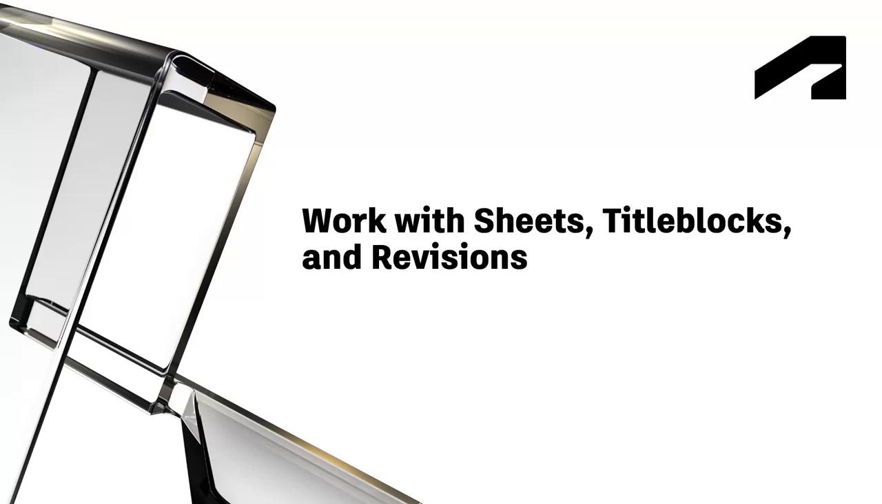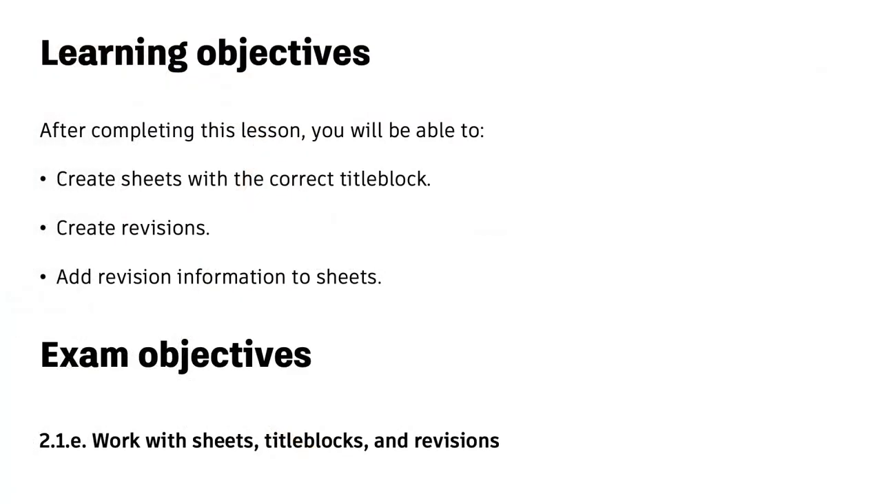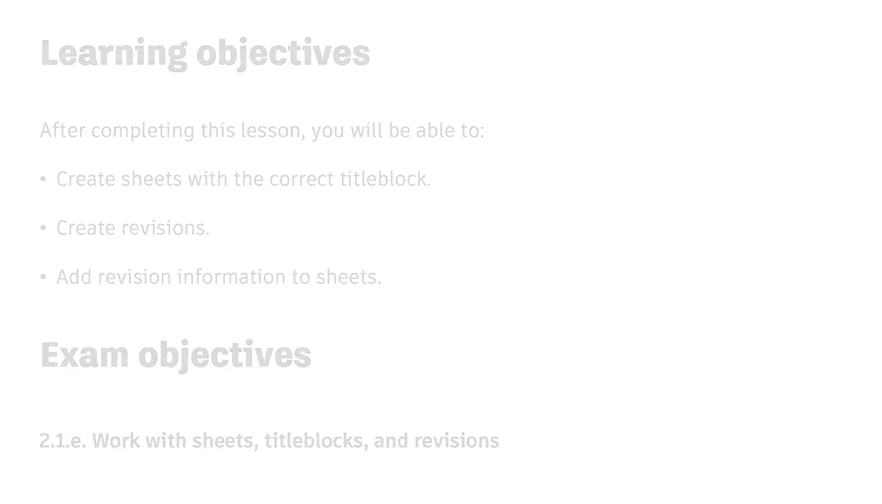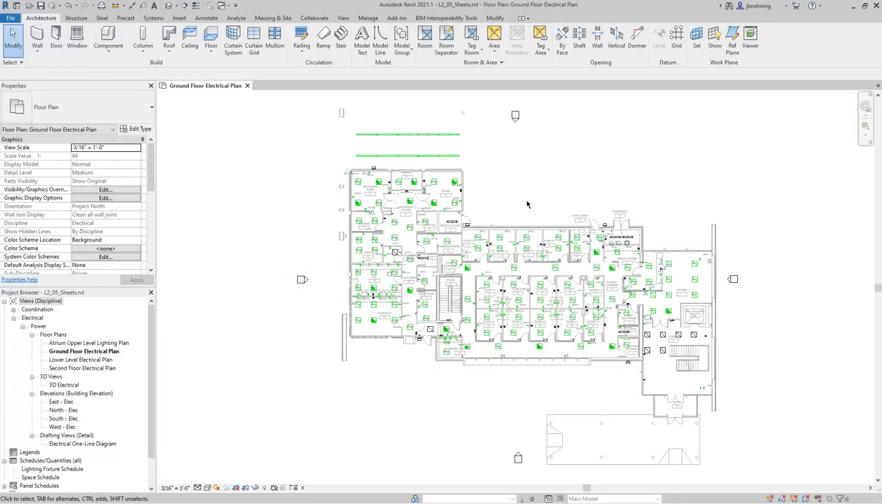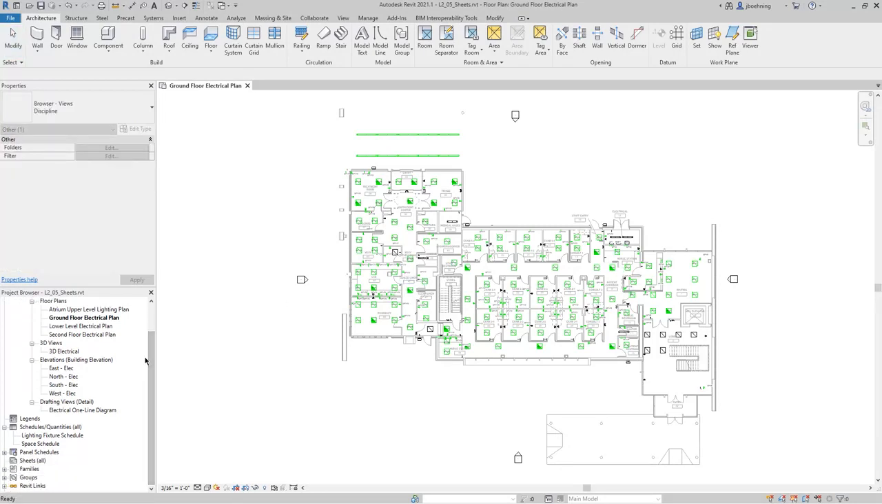In this video, we will cover creating sheets with the correct title block, creating revisions, and adding revision information to sheets. In this project, we'll create a sheet for the ground floor electrical plan view, and then we'll add the view to the sheet.